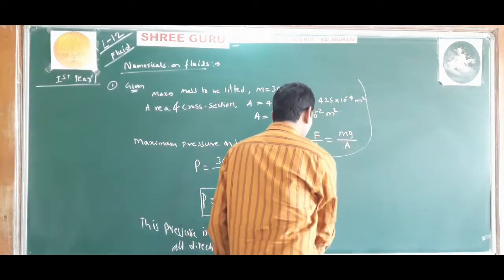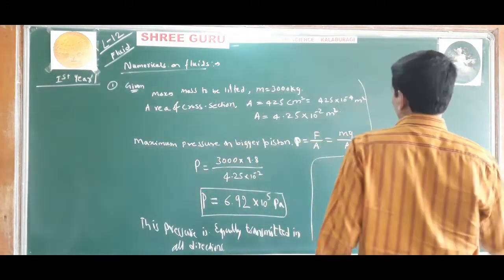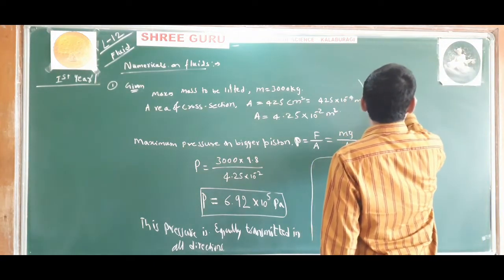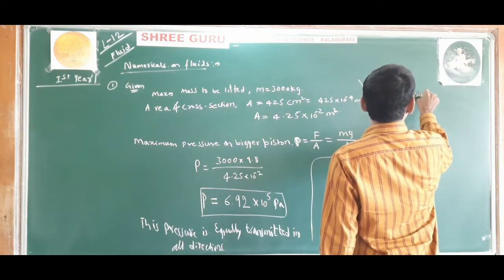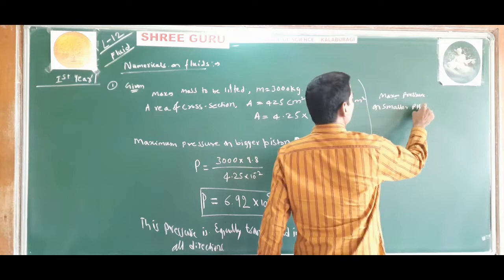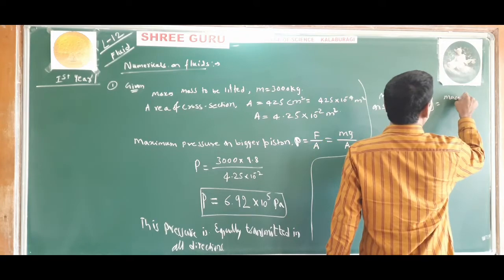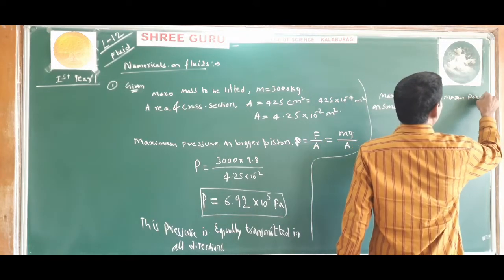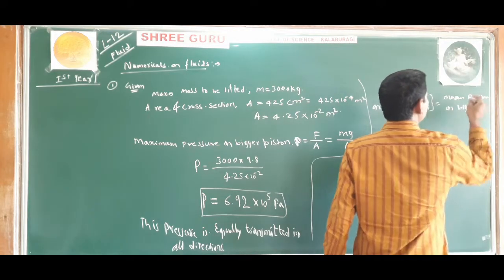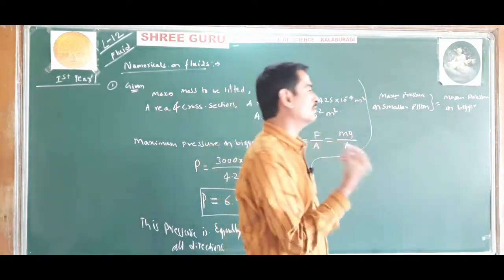Therefore, maximum pressure on the smaller piston will be the same as maximum pressure on the bigger piston, because however much pressure is applied to the bigger piston, that much pressure is transmitted to the smaller piston.